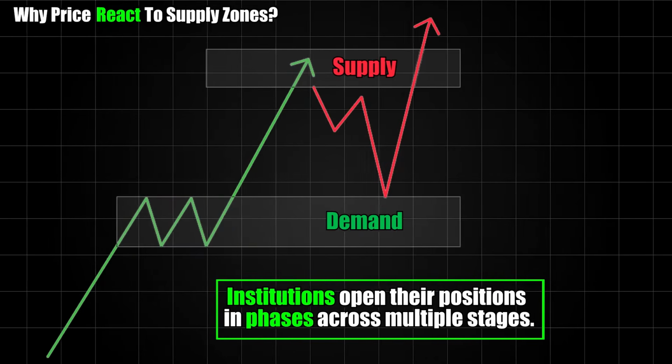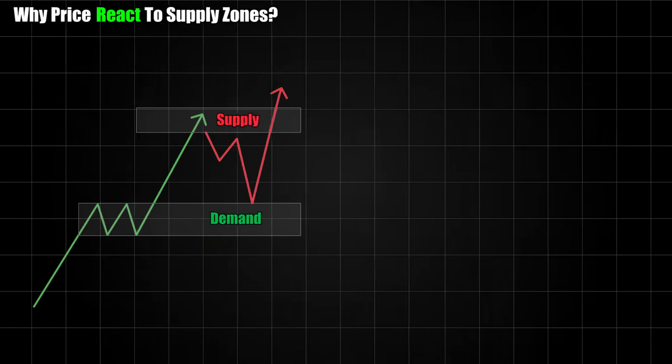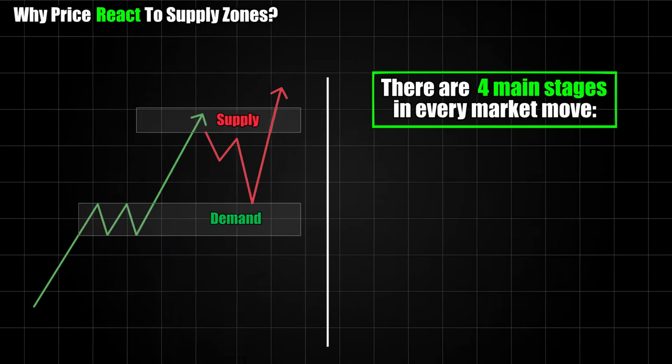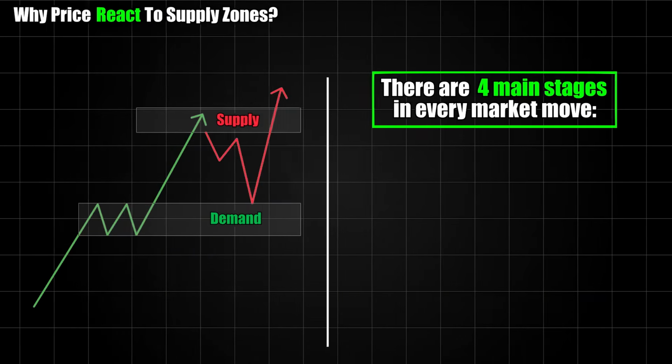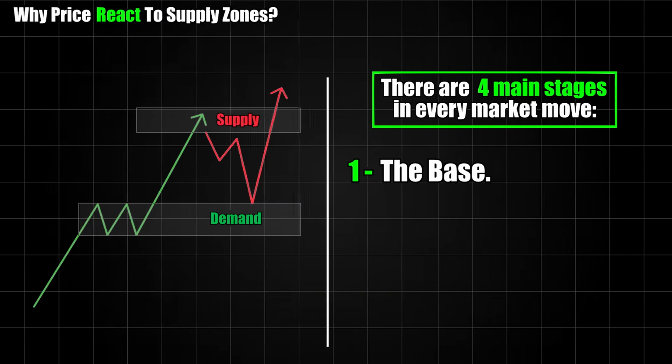Instead, they enter the market gradually across multiple stages. Now, zooming out, here's the full structure of how these moves typically unfold. There are 4 main phases in every strong market move. Phase 1, the base, a tight range or accumulation zone.